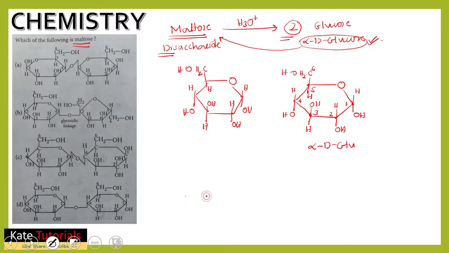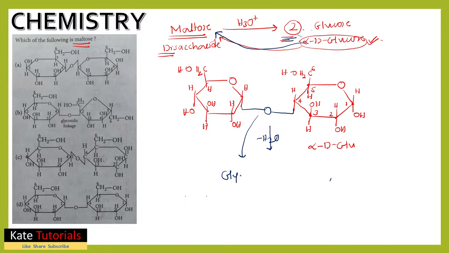Further, what happens? If I combine the two molecules, I will get the structure of what? Maltose. How to combine? We know that OH from this and H from this, if I remove them as a water molecule, I will get a glycosidic linkage. That is nothing but the structure of maltose. So let me rub here so that I can show it. OH from here and H from here, so I have to get a structure like this. Right. This bond we call a glycosidic bond, which is present in carbohydrates, because maltose is a carbohydrate.